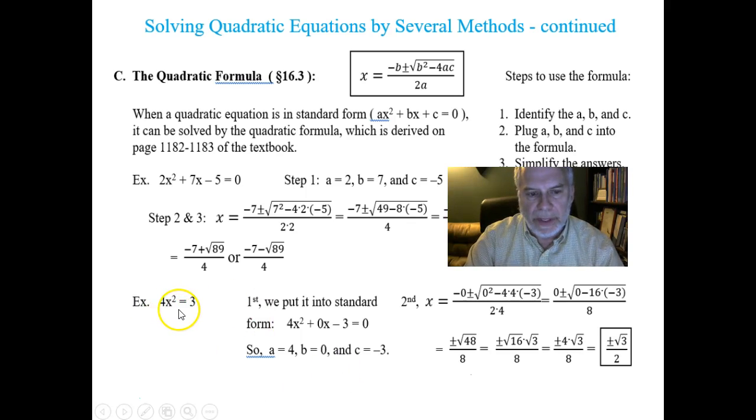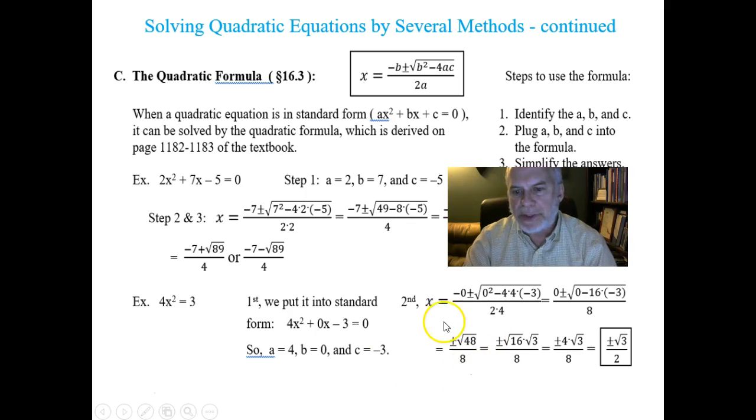Okay, I've got 4x squared minus 3. Now clearly this is not in standard form. You do not have 0 on the right side. So first thing you want to do is move the 3 over. And also, if you're ever missing a term, I'm missing the x to the first power term. I'm missing the plain x term. So I want to write 0x there. And so A would be 4, B would be 0, and C would be -3.